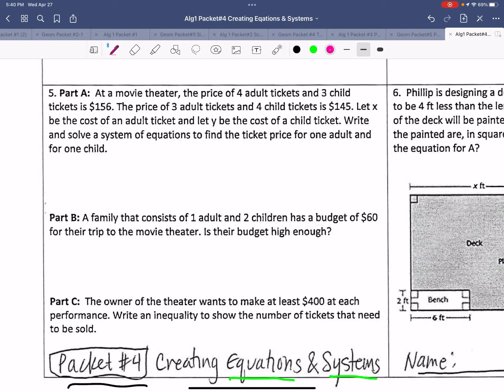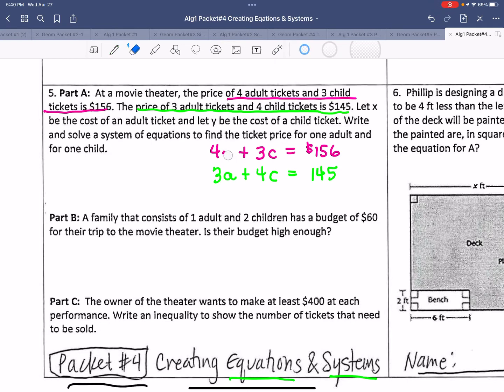A movie theater, the price of 4 adult and 3 child tickets was for a total of 156. So I'm taking this sentence and making an equation. All right, then it says the price of 3 adult tickets and 4 child, so 3 adults and 4 children, ended up being 145. Let X be the cost of the adult.